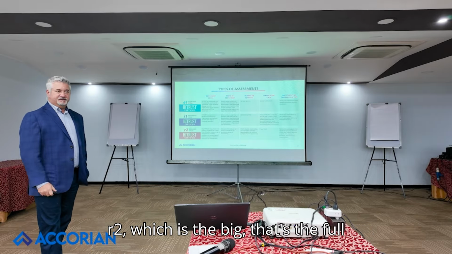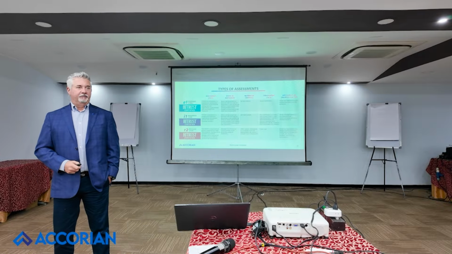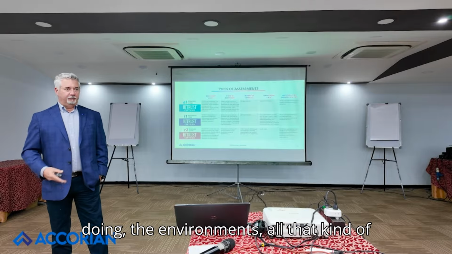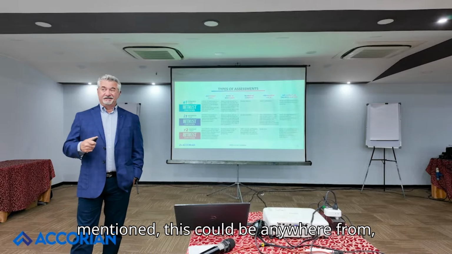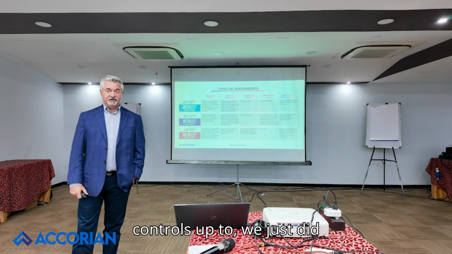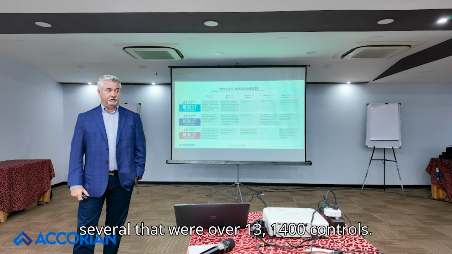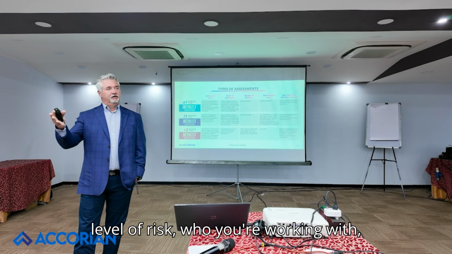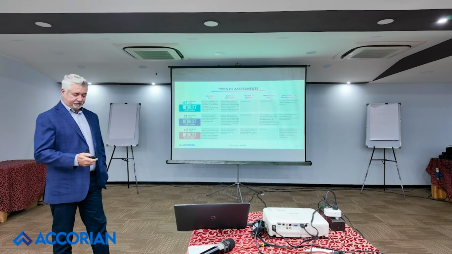Then you have your R2, which is the big, that's the full one. It's based off of the scoping that your assessor does with you, based off your organization size, what you're doing, the environments, all that kind of stuff. And those factors I mentioned, this can be anywhere from, say, low 200s, 220-ish controls up to we just did several that were over 1,400 controls. And again, it really depends on your level of risk, who you're working with, what these factors are, and some of the other things that are added into it.